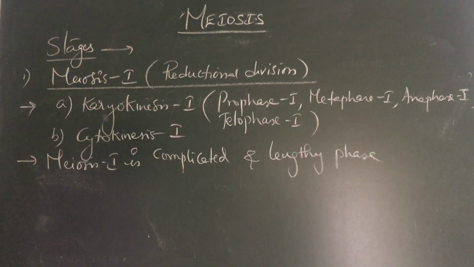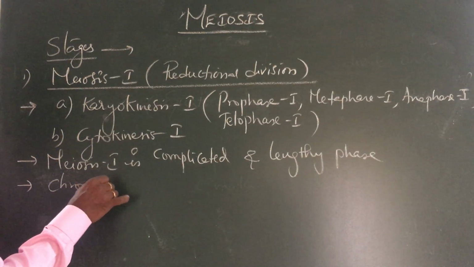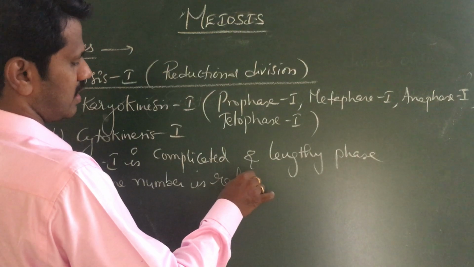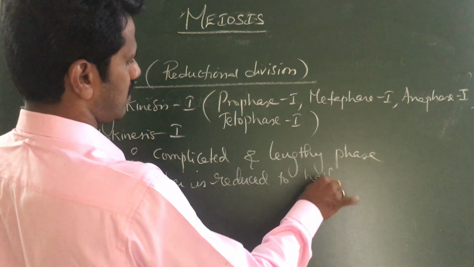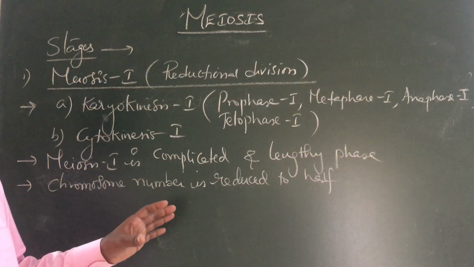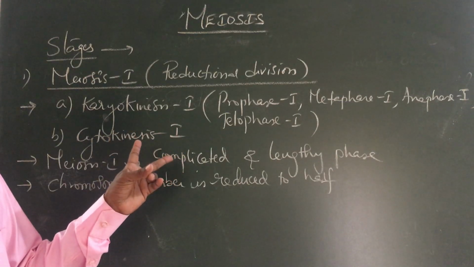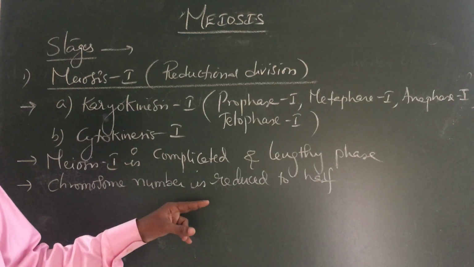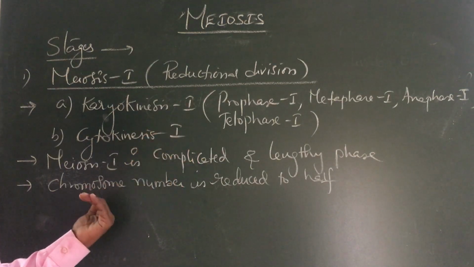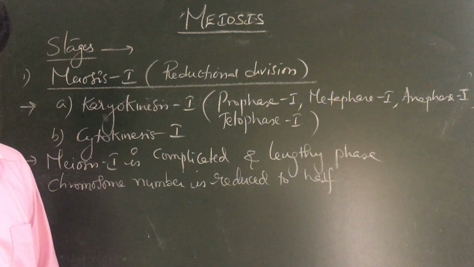Here the chromosome number is reduced to half. That's what we said. Why is the chromosome number reduced to half? That is why it is called reduction division. They go for pairing and separation. So who will pair? Paternal and maternal, whatever they pair are homologous chromosomes. Paternal goes to one pole, maternal to another pole. They will separate. That is why we call it reduction division.